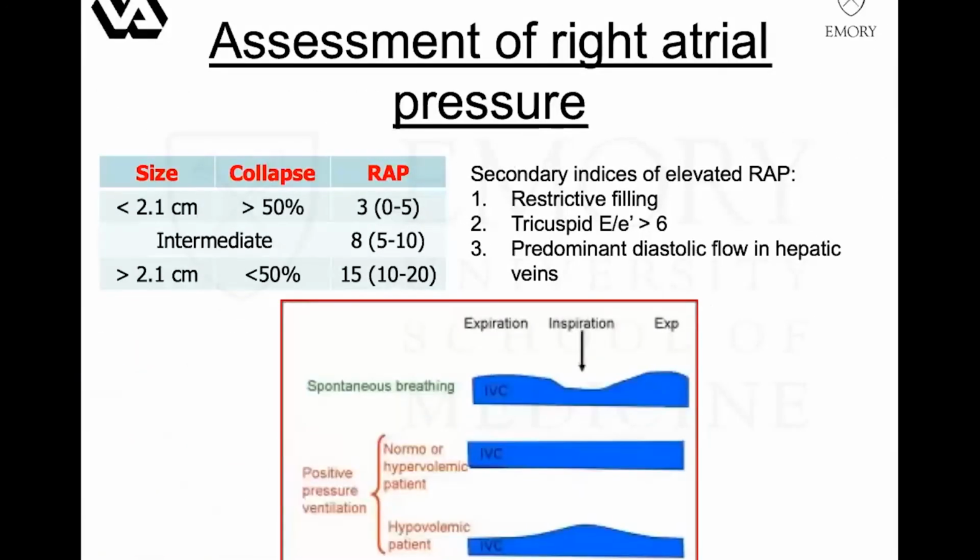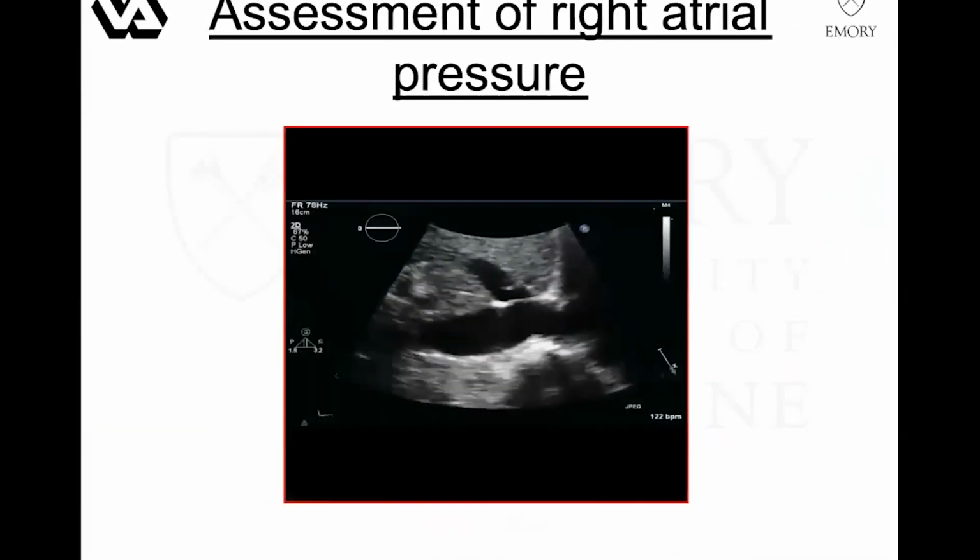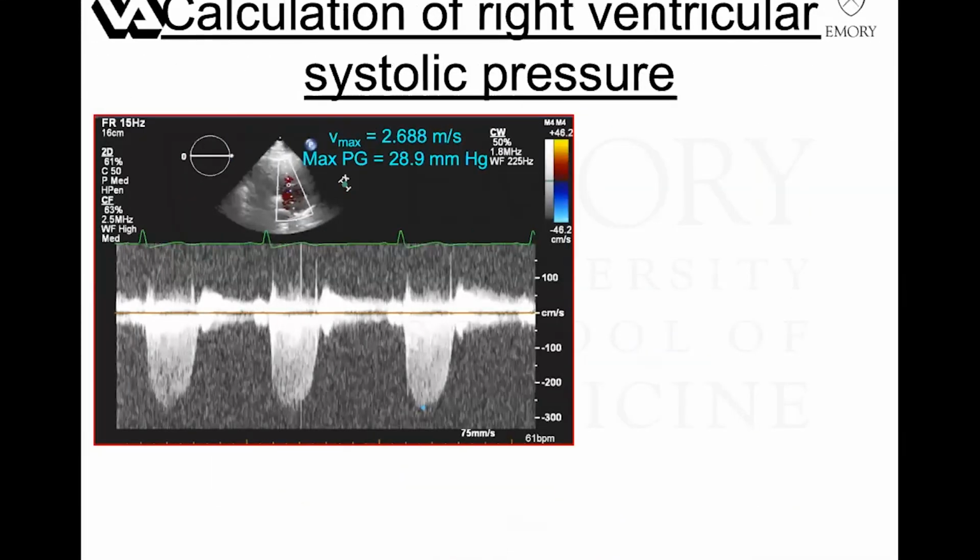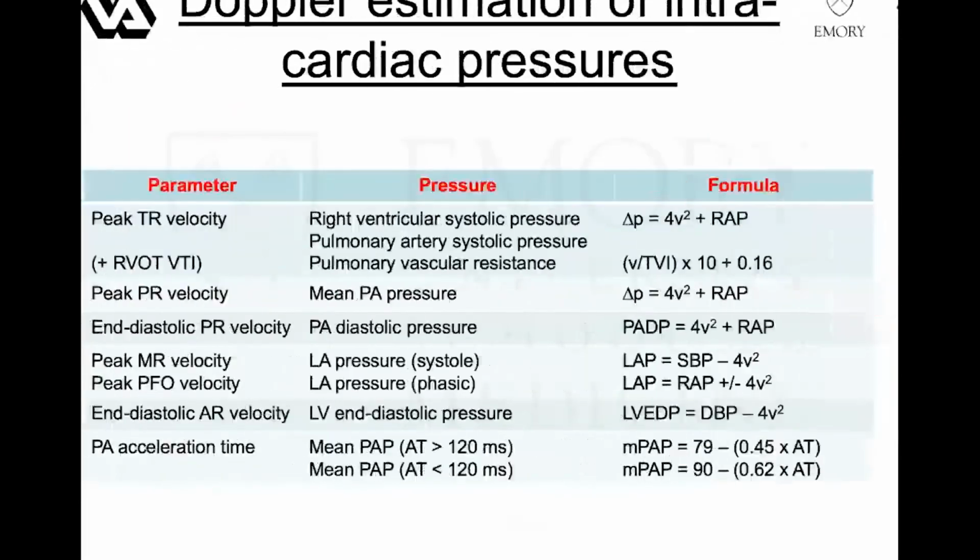Right atrial pressure, we talked about. In general, we look at size and collapse. If it's less than 2.1, collapse more than 50%, it's 3. If it's greater than 2.1, less than 50%, it's 15. And then if it's intermediate, you look at secondary indices, restrictive filling, diastolic flow in hepatic veins, etc. Assign a number of 8. And that's the same example that you had earlier, and how you calculate RVSP. We already went through that.